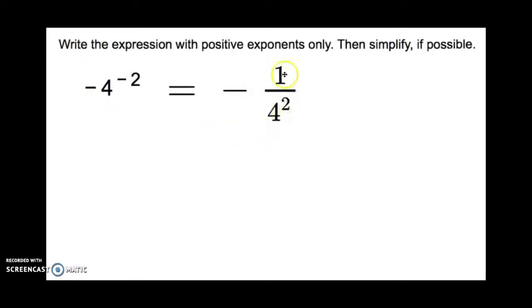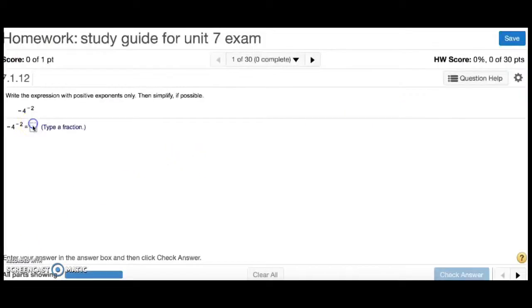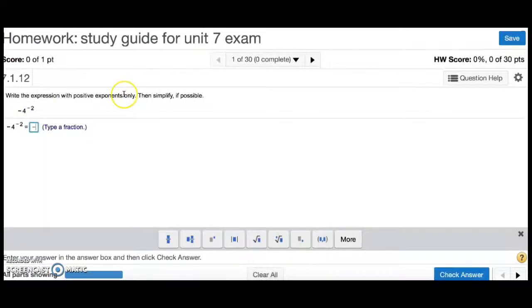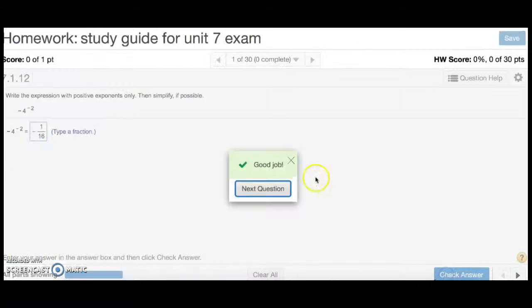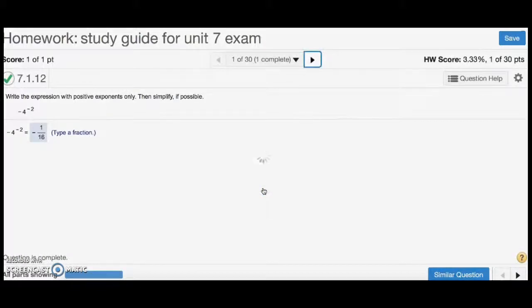We'll have 1 over 4 squared. Negative exponents means we move it either from the top to the bottom or bottom to the top, depending on where you're at. So now we square the 4 and we get 16. So my answer is going to be negative 1 over 16. So let's put that in. So typing in negative 1 over 16, which is the answer for number 1.